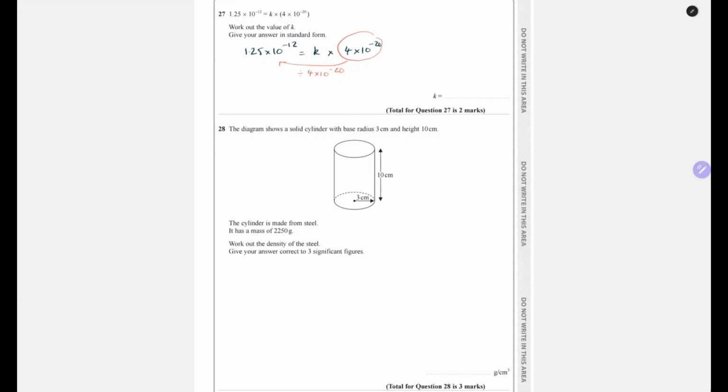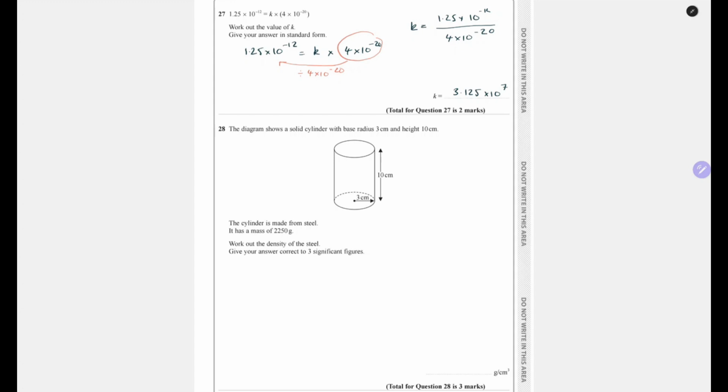And so our equation looks like this. K is equal to 1.25 times 10 to the power of minus 12 over 4 times 10 to the power of minus 20. And that will equal 3.125 times 10 to the power of 7.